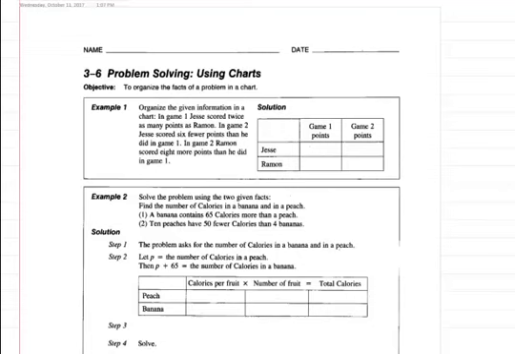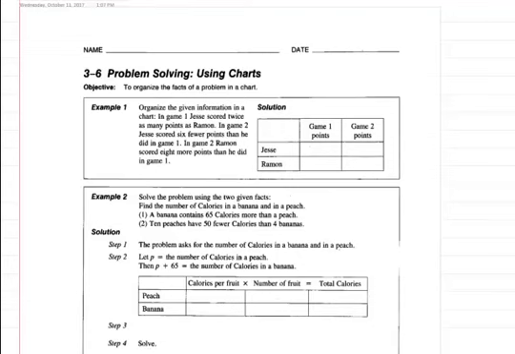Okay, so we are moving on to Chapter 3, Section 6, which is problem solving using charts. We're also going to look at 3.7, which uses those charts to solve specific types of problems. So you have the worksheet in front of me. Follow along. Pause when you need to fill things in. I'll also ask you to pause specifically to try some problems on your own, and then you'll be all set.